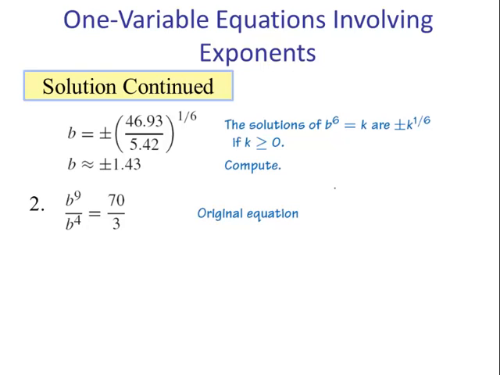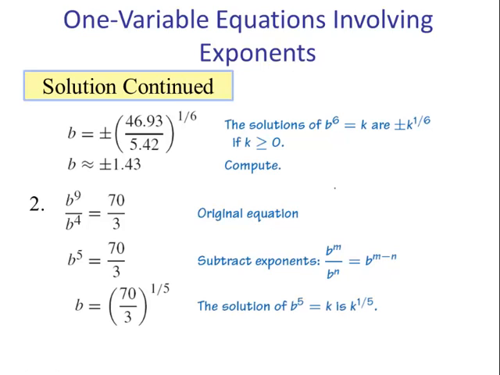For number 2, we have b to the 9th divided by b to the 4th equals 70 over 3. These are like bases, so our first step is to simplify the left-hand side. So if you recall, when you are dividing like bases, you subtract the exponents. So we have b to the 5th equals 70 divided by 3. Now we want to take 70 divided by 3 and raise it to the 1/5 power. Using a calculator, we round off the answer to 1.88.